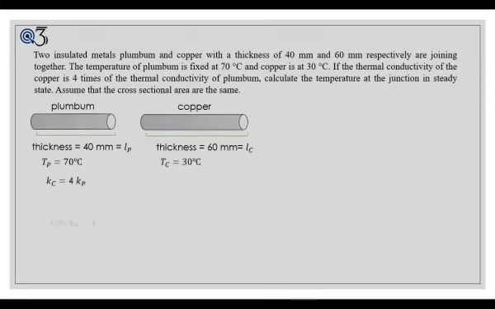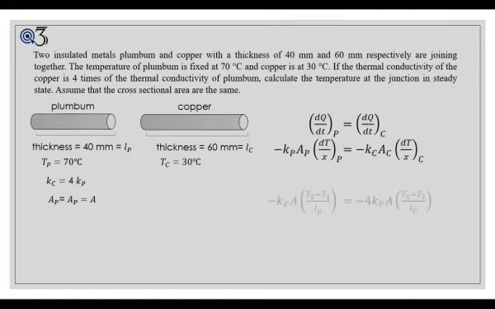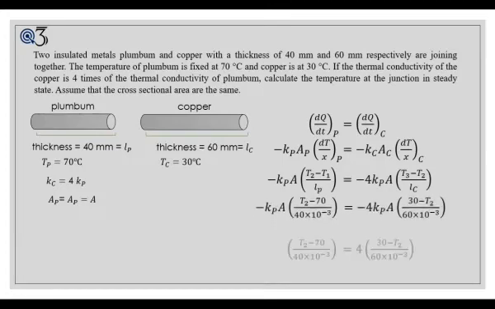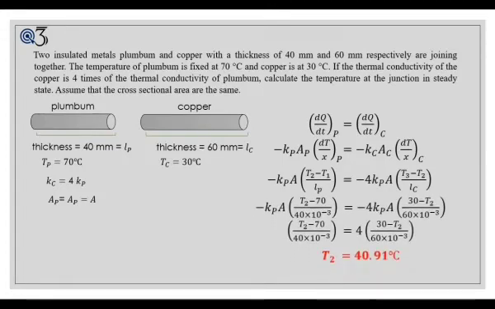So we extract that data. We know that the thermal conductivity of the copper is 4 times the thermal conductivity of plumbum, and the area for both metals is the same, which we can call A. So, by using the same equation as the previous question, we substitute the values into this equation, and then finally we get the answer. The temperature at the junction is found to be 40.91 degrees Celsius.